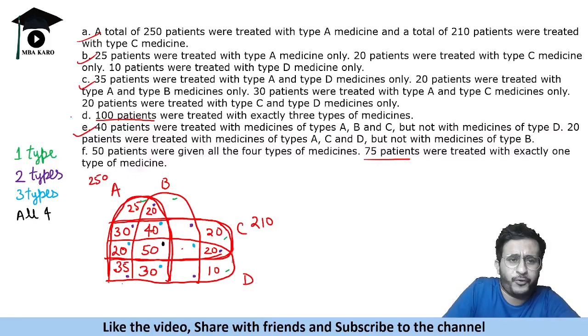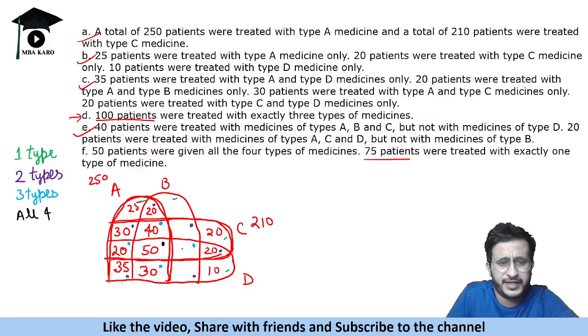Next thing, point number D, 100 patients with exactly three types of medicine. So three types we have filled 40, 20, 30, that is 90. So this value will be 10. Okay, so this is also executed. Now we have two left with three values. One of them is 75 patients treated with exactly one type of medicine. So that we can fill like this. This is 30, 30 plus 25, 55, 25, 20. Okay, 45, 65, 75. So this is also done.